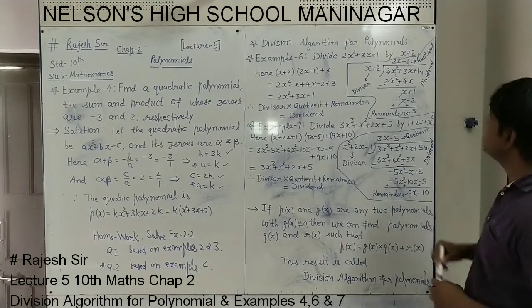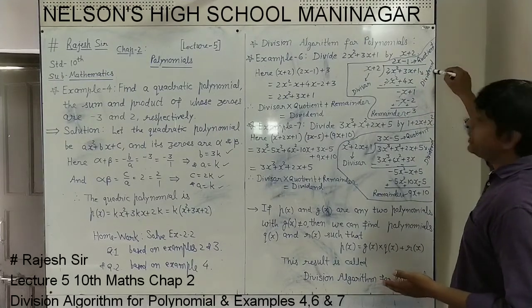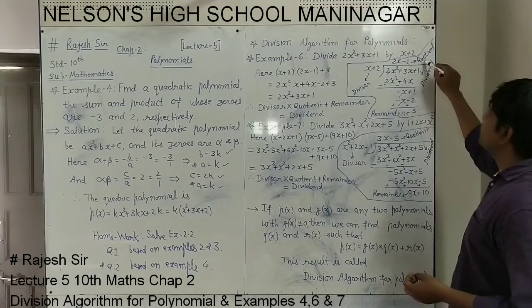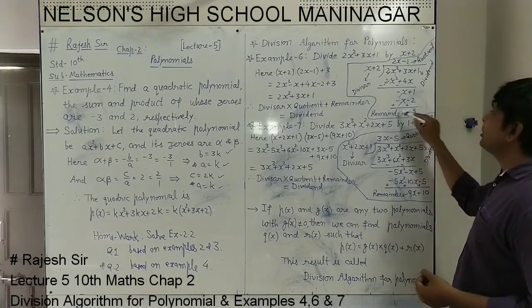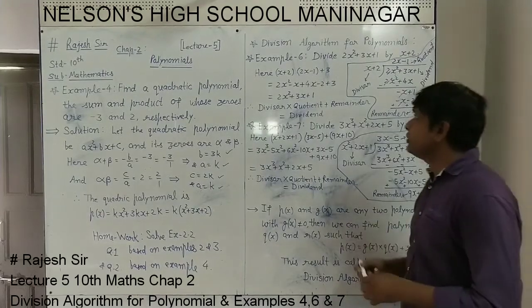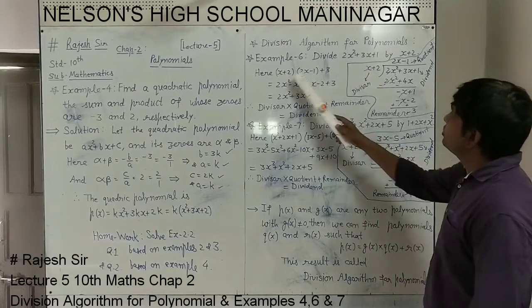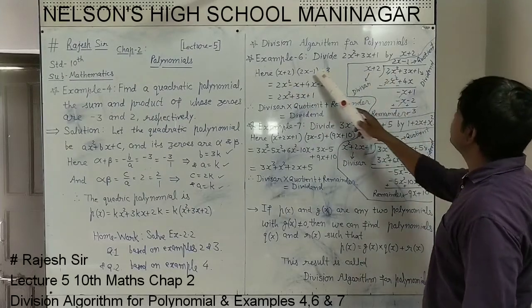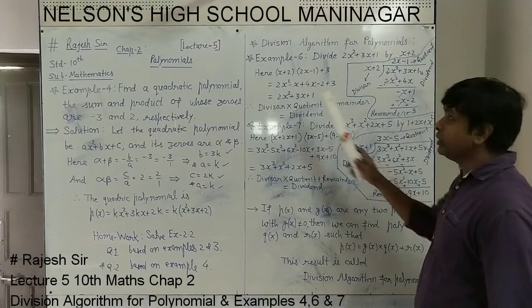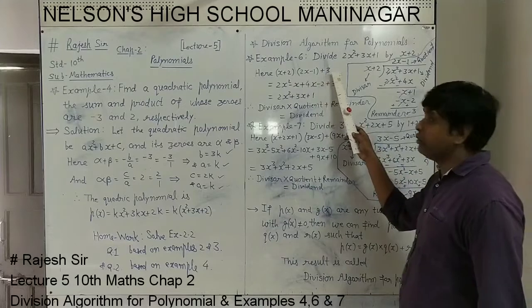In usual notation, you know that the portion inside which we have divided is called the dividend, and this is the divisor. The answer we got is called the quotient, and the remaining is called the remainder. These notations we know. Now here what we do: we take x plus 2, this divisor, into 2x minus 1, this quotient, and plus 3 is the remainder. We are doing divisor into quotient plus remainder.